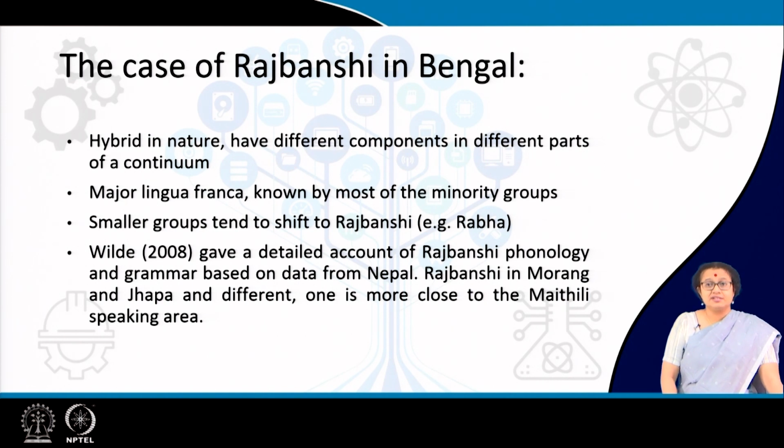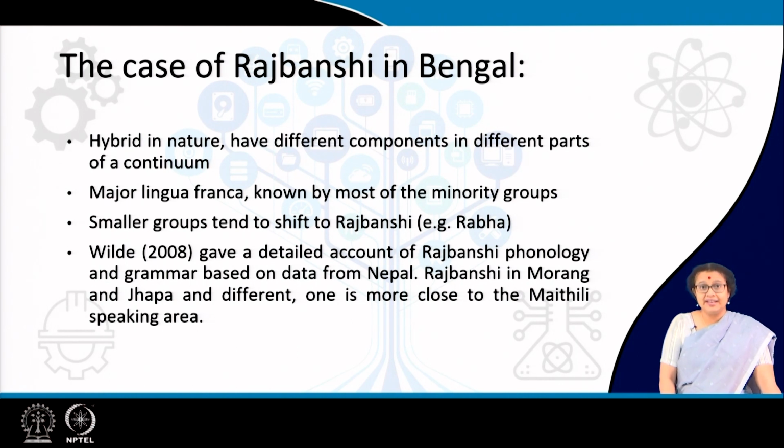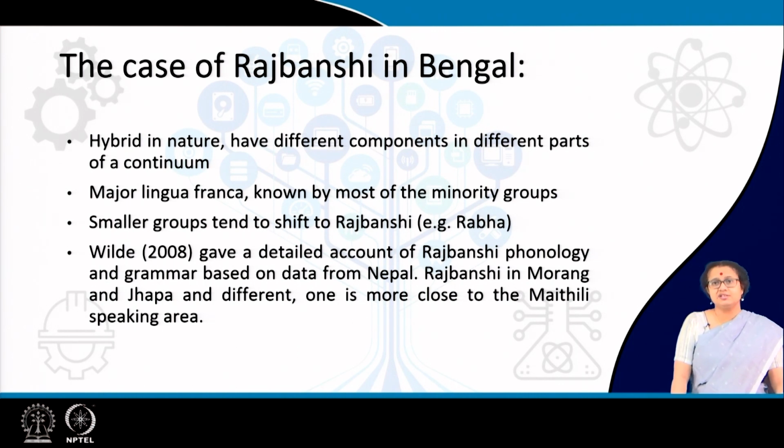And if we consider the Rajbongshi population in Nepal, Wilde 2008 gave a detailed account of Rajbongshi phonology and grammar based on data from Nepal. It is spoken in the Morang and Jhapa area of Nepal, where these are different, and it is said that one is close to the Maithili speaking area. So, if you consider the geographical position of Nepal, it is to the north of Bihar and also West Bengal. So, in Bihar area, Maithili is spoken widely, and one variety of Rajbongshi is basically influenced by Maithili.